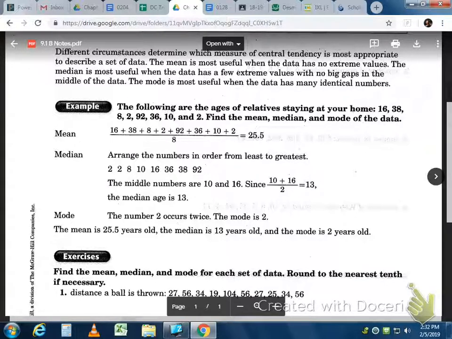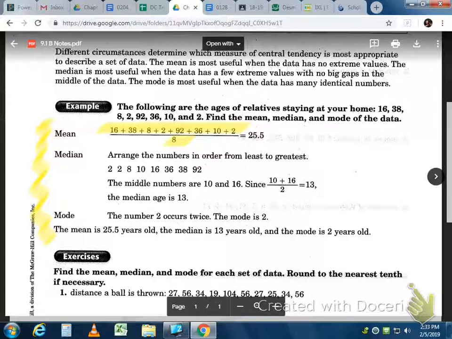There are 8 people. So just like this in your homework today, I'm going to ask that you make it very clear and label that you're doing mean, median, and mode. So you'll put mean, and you add up all the numbers and divide by 8. So their mean was 25.5.